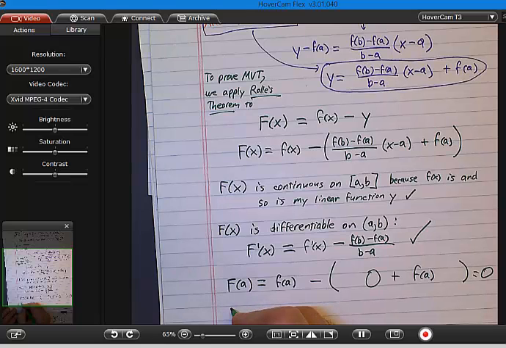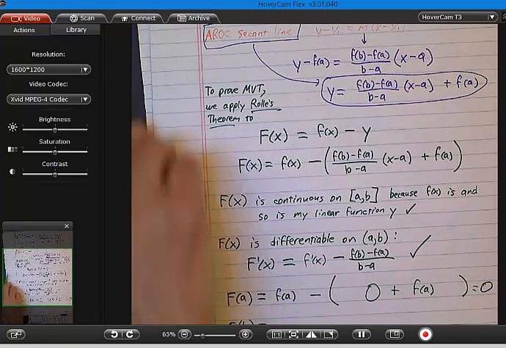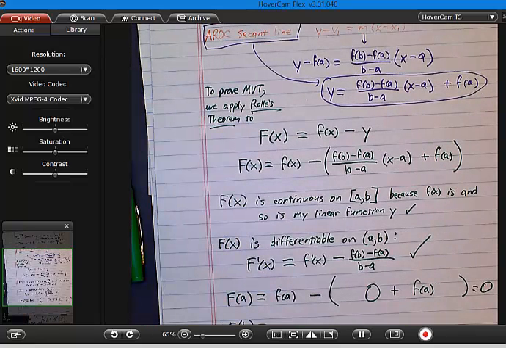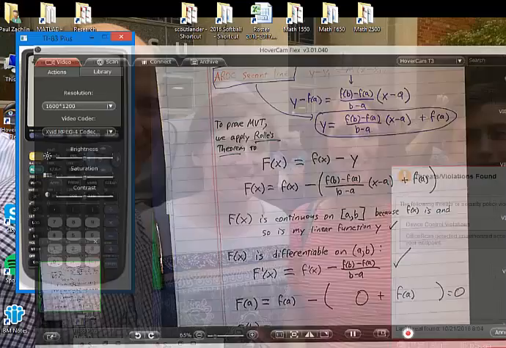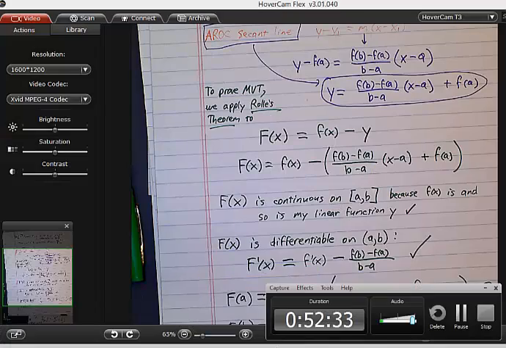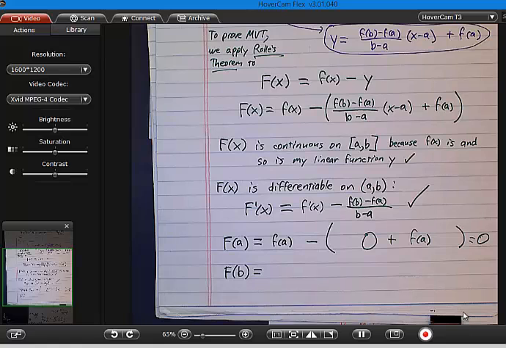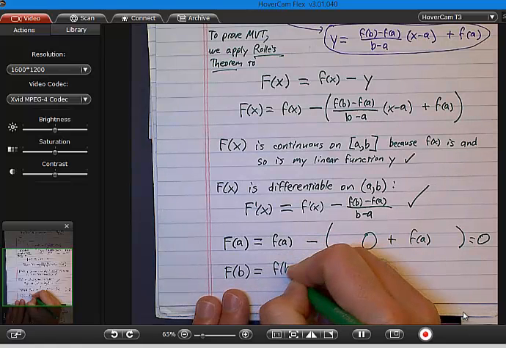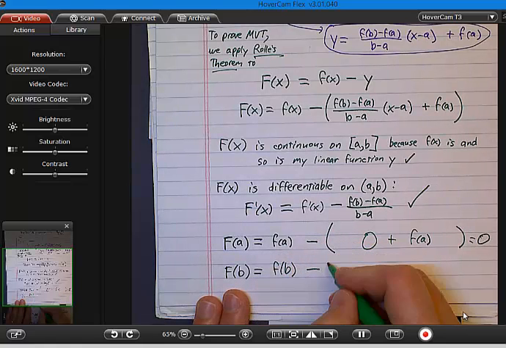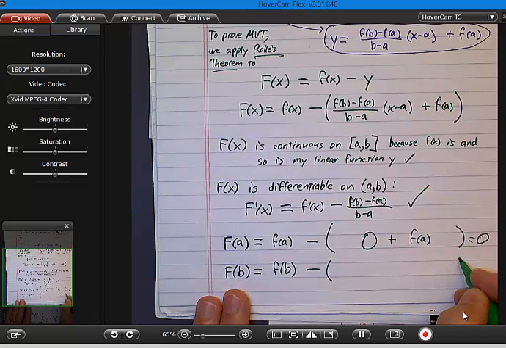What about big F of B? I sure hope it equals 0. Let's see. I'm going to pause and let you guys try to compute big F of B. And if you can, then I think you understand the proof. So when I put it in here, I get little f of B minus, and then what happens here, the plus f of A I have to keep there.